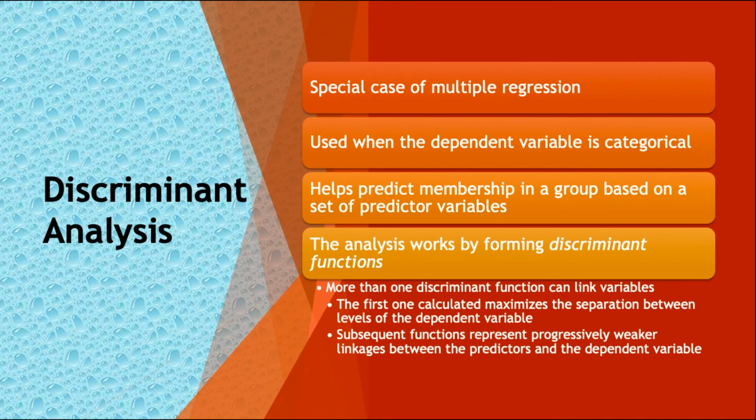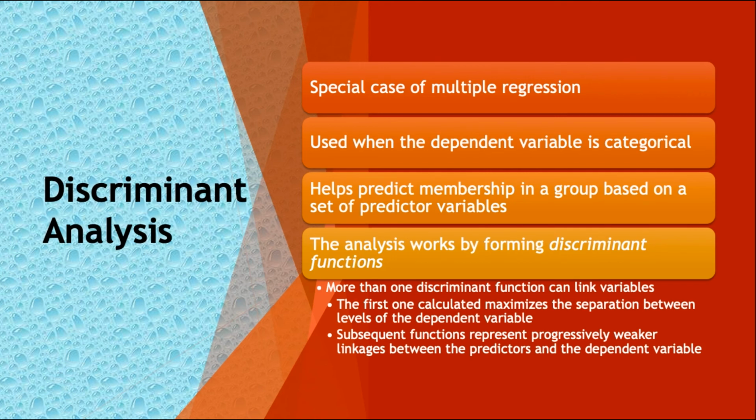Now we talk about discriminant analysis. Discriminant analysis is a special case of multiple regression. It is used when your dependent variable is categorical, for example, male, female, or Democrat, Republican, independent, and you have several predictor variables. You can use discriminant analysis to identify a simple rule for classifying participants into groups or determine which of your predictive variables contribute most heavily to the separation of groups.